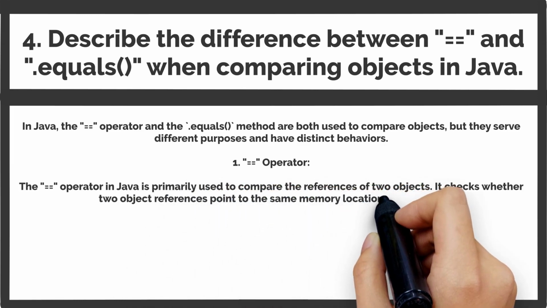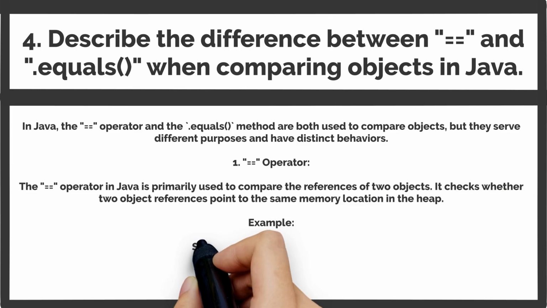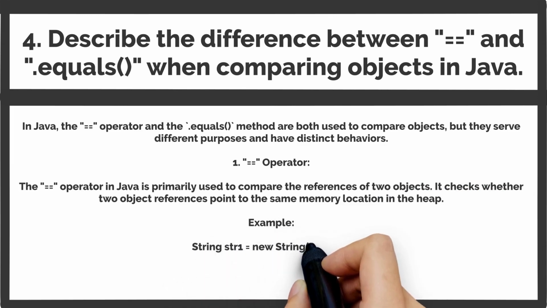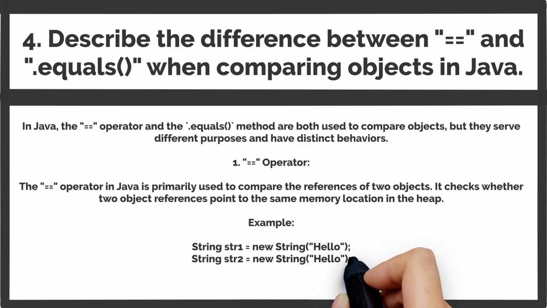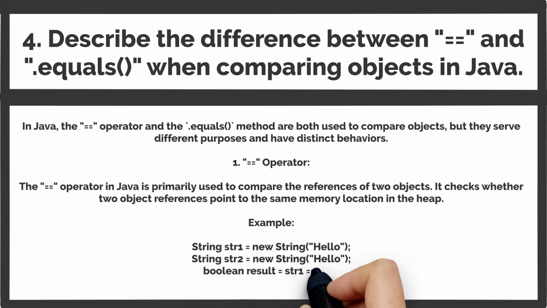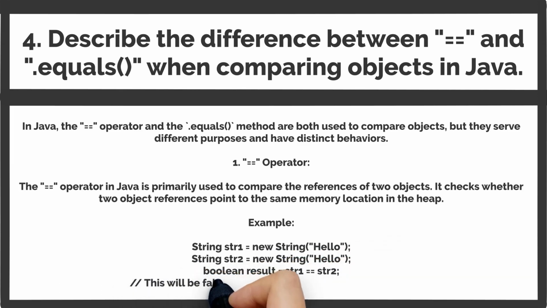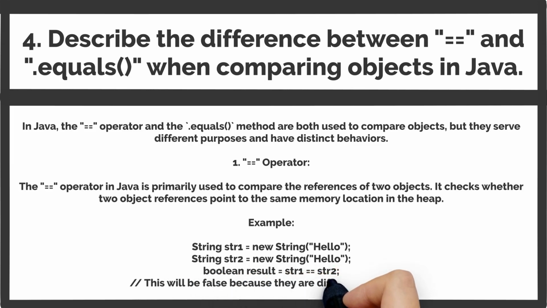Example: String str1 = new String("hello"); String str2 = new String("hello"); boolean result = str1 == str2; // this will be false because they are different instances.